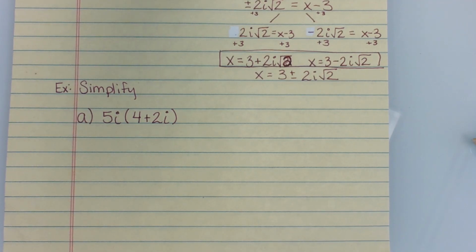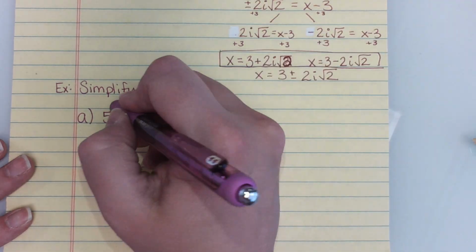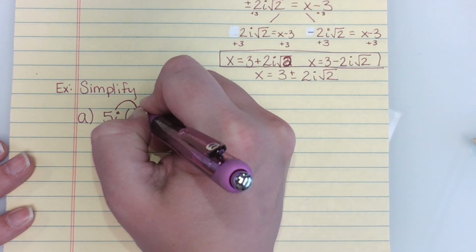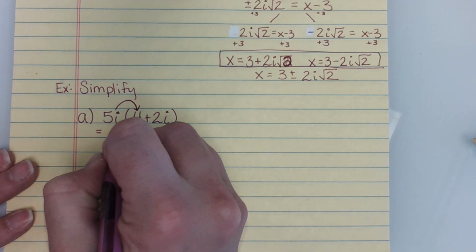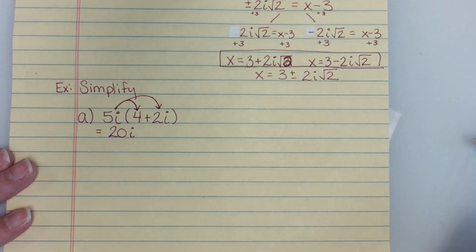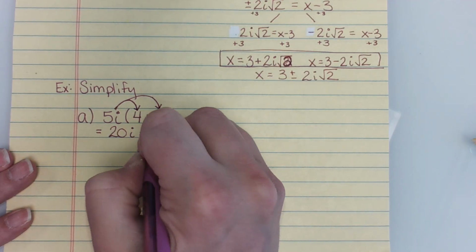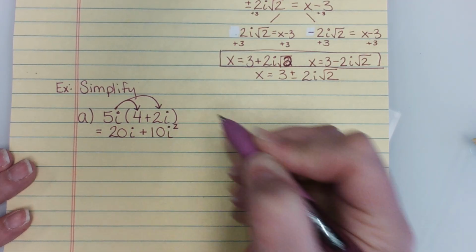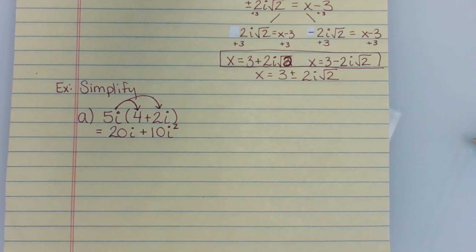If you saw a problem like this, what do you think you should do? Distribute the 5i into everything else. Yes, and we do still do that even if it's imaginary. What is 5i times 4? 20i. And what is 5i times 2i? Positive 10i squared. Here's where the exception to the rule comes into play.